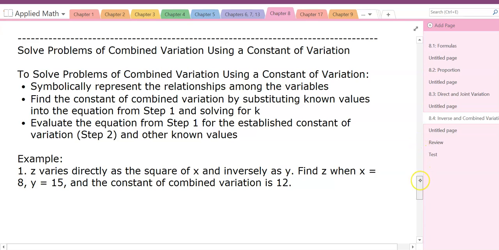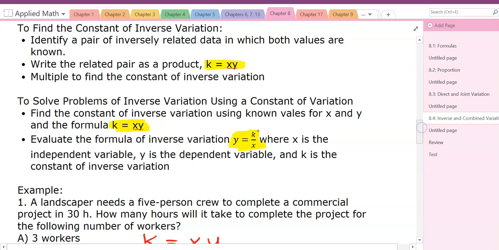That was from back up here. Y equals k over x. We're still going to use this, but they're going to add another variable in there, and it could be just x, or it could be just a z, or they could be squaring it, they could be cubing it. It just depends on the problem.